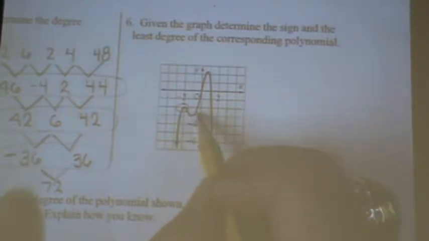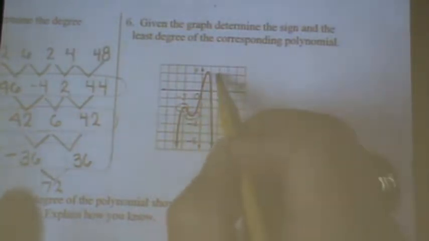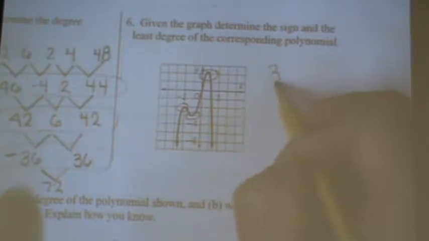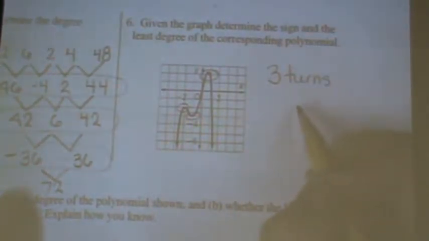Okay, next one, number 6. We want to do a couple of things here. We want to count the number of turns. How many turns are there? There's 3 turns. So what you want to do is add 1 degree to the number of turns. So it's a 4th degree polynomial.